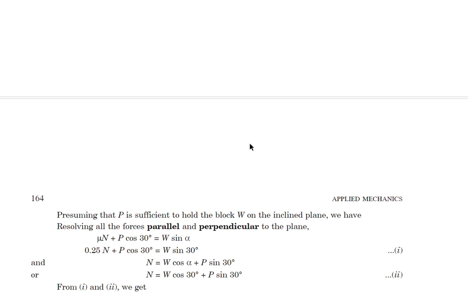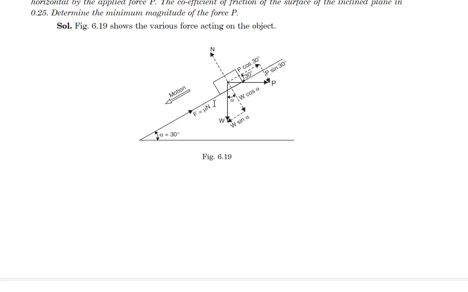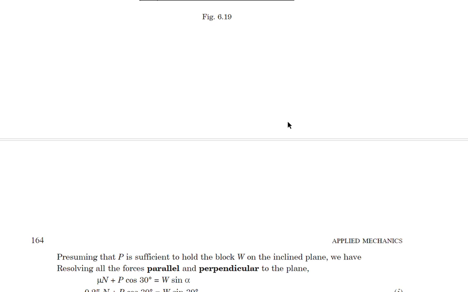So here, resolving all the forces parallel and perpendicular to the plane, you have, parallel to the plane, the friction force mu N, because the object is considered to be moving downwards. So mu N plus P cos 30 degrees should be equal to W sin alpha. So this is one equation. The second equation is N equals W cos alpha plus P sin 30.